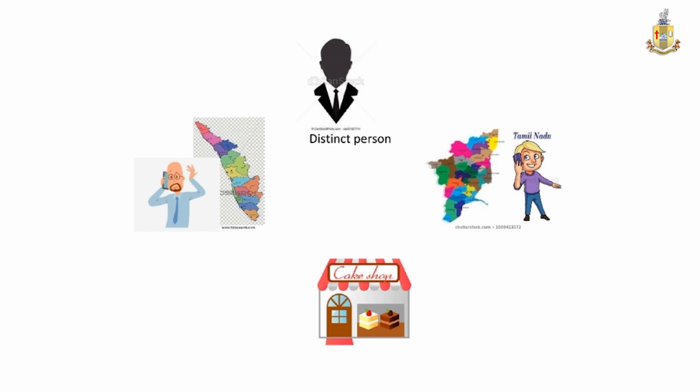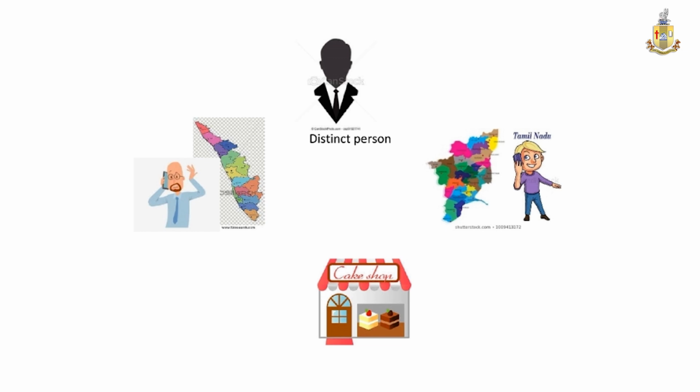A distinct person is nothing but a person who has business in two states. You are supposed to register your business in one state. If you have another branch in another state, you are supposed to register there also. So when you have two business branches in two states, you are called a distinct person. The business in Kerala and the business in Tamil Nadu are distinct persons.